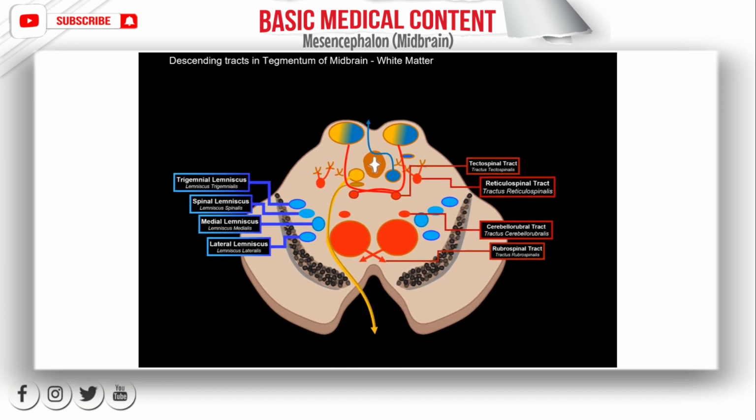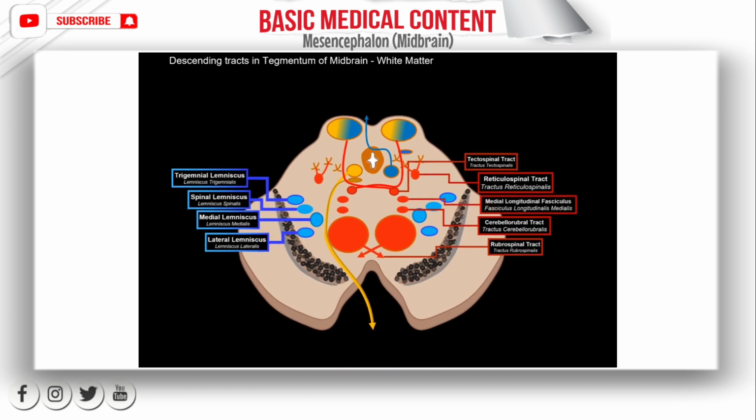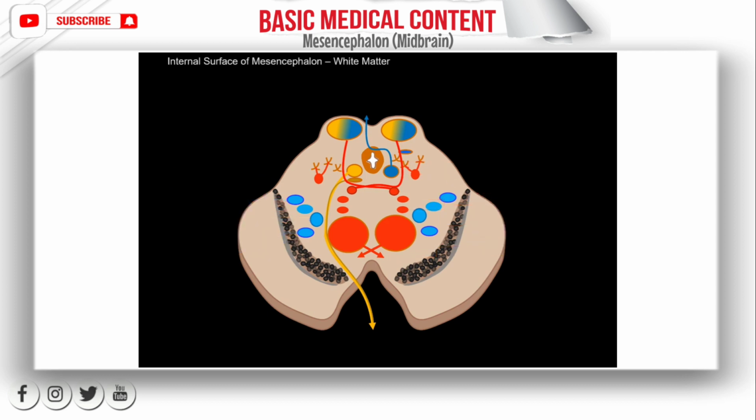So that's this one. Then we have the tract we call the medial longitudinal fasciculus, which descends towards the spinal cord and is present only in the cervical segments of the spinal cord. And this tract coordinates involuntary movement of the head, neck, and eyes through synapses between the cranial nerves number 3, 4, 6, and 11. So that was all the descending tracts in the tegmentum of the midbrain.